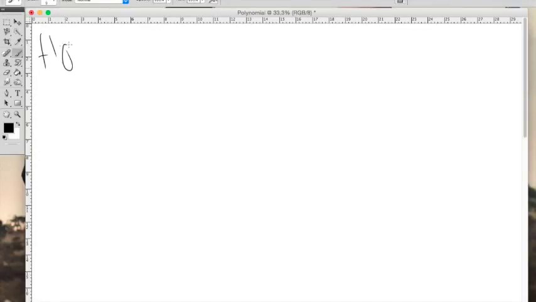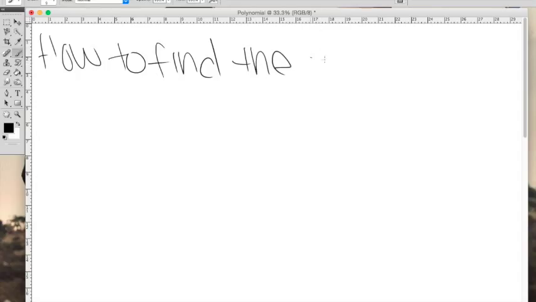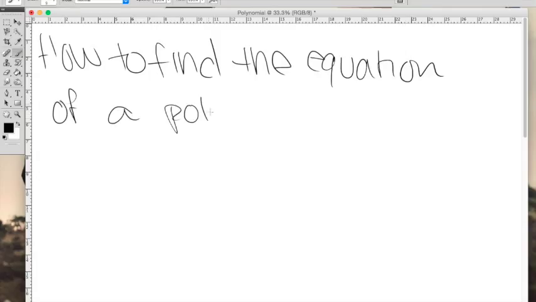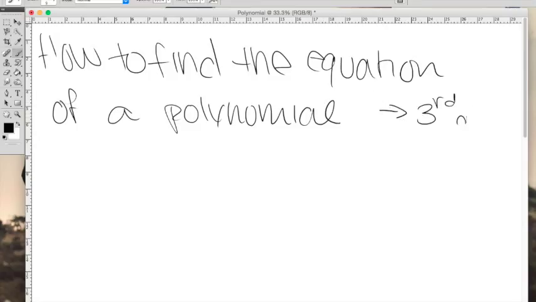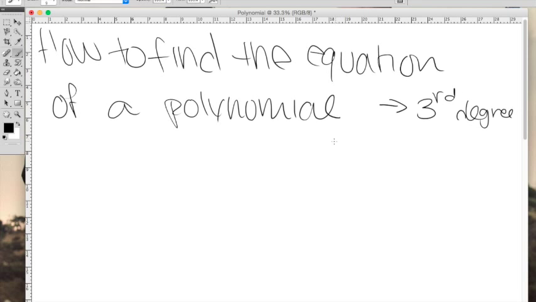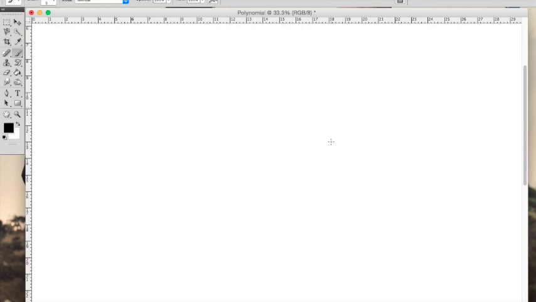Okay, so I'm going to explain how to find the equation of a polynomial without systems or matrices or anything. I've only done up to third degree, and I'm sure it can be done above there, but I haven't done that.